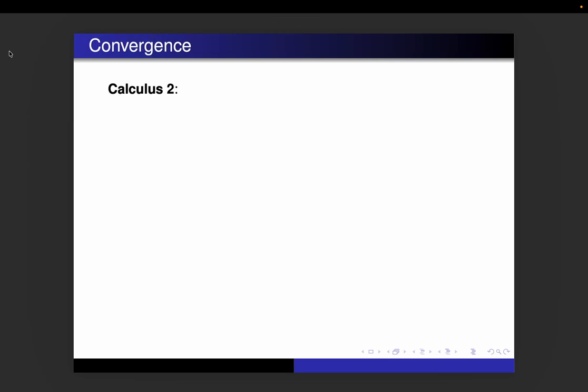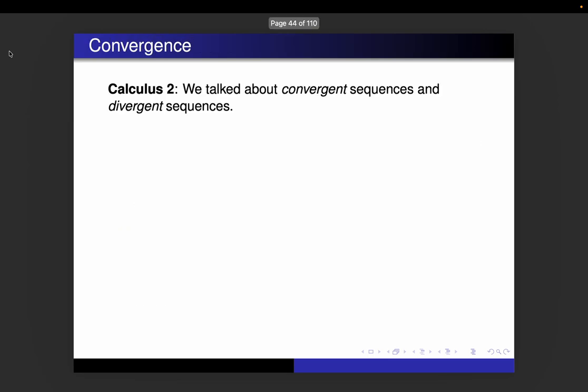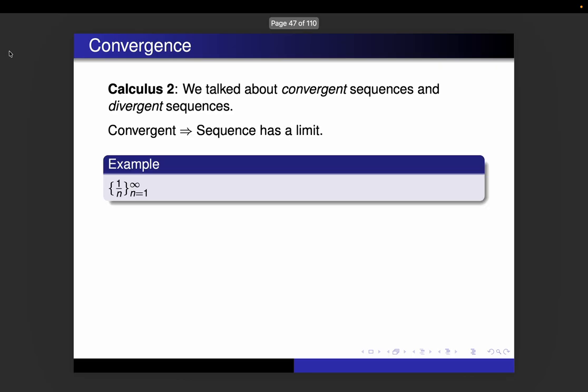Now, back in Calculus 2, you might remember that we would talk a lot about when sequences converge and when they diverge. And we're going to talk about that here. It's going to be our focus about sequences. And if you remember our language around that, convergence just means the sequence has a limit. And so if we came across the sequence 1 over n, we use a lot of our intuition, right?